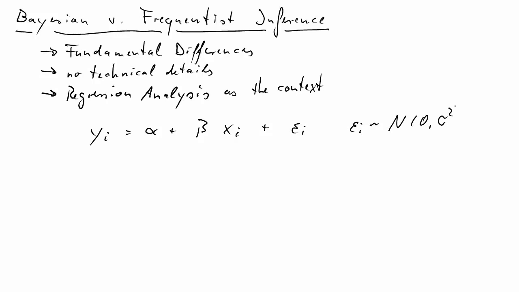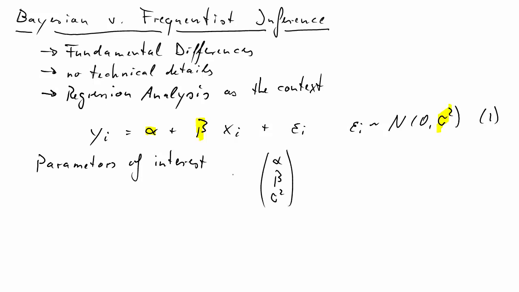Our error term, let's assume it's normally distributed with mean 0 and some variance sigma squared, and let's call that model 1. This is our setup. Now when we do a regression analysis and specify such a model, we have some parameters of interest in mind, and these are mainly the alpha and the beta, and perhaps also the error variance. Let's collect them all in a vector theta: alpha, beta and sigma squared.